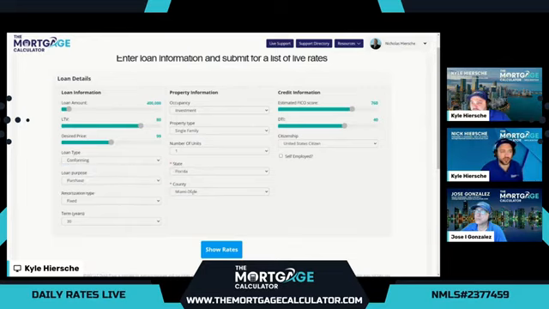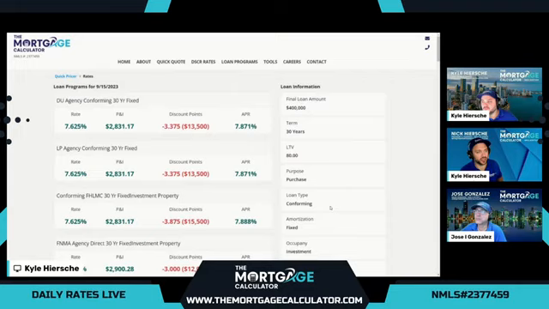So we'll start with conventional conforming. Everything will stay exactly the same. The only thing we've changed here is investment property. So we can see the adjustments the conventional programs have here for investments.